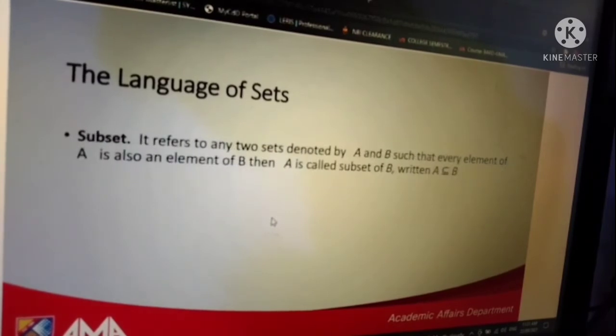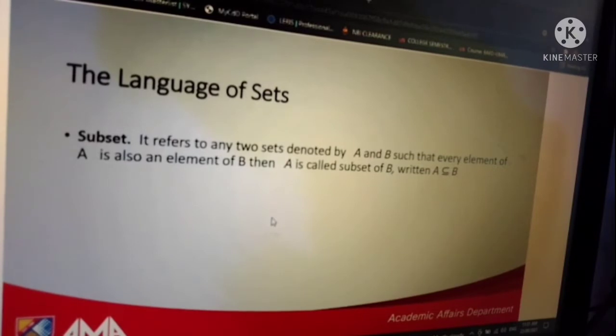Okay, next. Ano ba yung subset? It refers daw to any two sets. Yung dalawang set, set A, set B. May mga kanya-kanyang element yon, no? So that every element of A is also an element of B. Then, we can call it as A is called the subset of B.